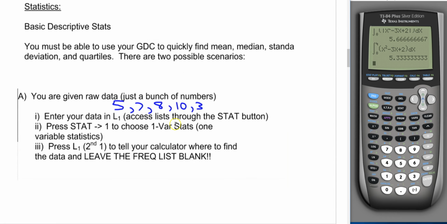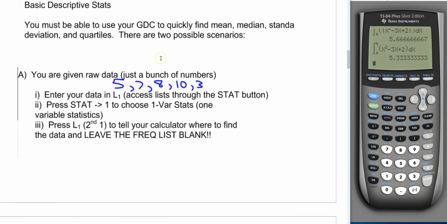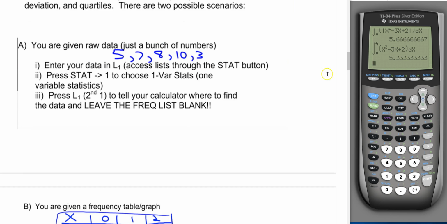Anyway, next up, let's go to some statistics. You want to use your calculator to quickly find mean, median, standard deviation, and quartiles. Very simple. The easiest way to do this: let's say we're given this raw data right here. You go Stat, Edit, and type in your values: 5, 7, 8, 10, 10 starts with a 1, not 0, and 3. So you get my values there.